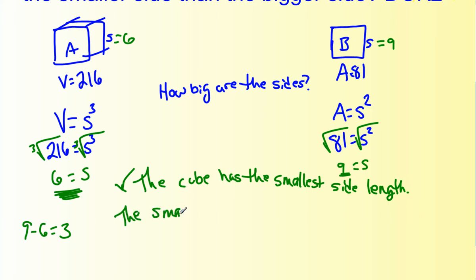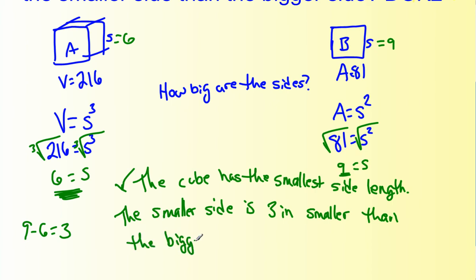The smaller side is 3 inches smaller than the bigger side. And I guess we could even say, you could even throw in, if you wanted to, a little more detail. The smaller side, which is 6 inches, is 3 inches smaller than the bigger side, which is 9 inches. A little extra detail never hurts an answer.